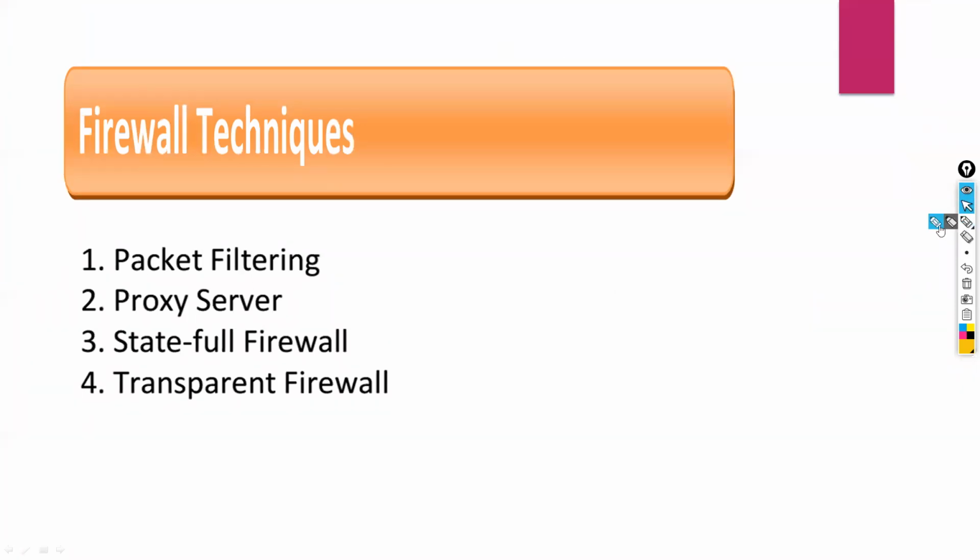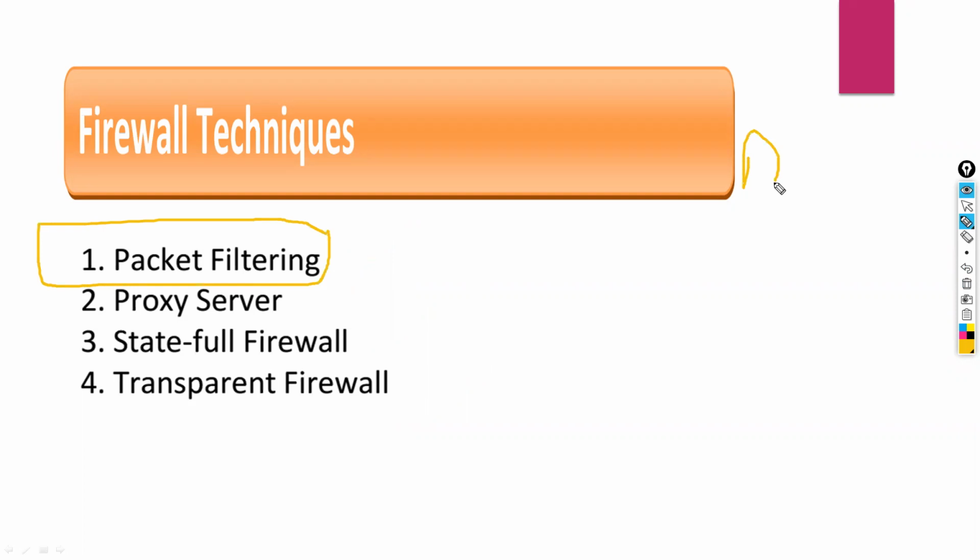The common techniques are called what? Packet filtering, proxy server, stateful firewall, transparent firewall. These are the popular techniques for any vendor, for next generation firewall, for second generation firewall. What is packet filtering? We can filter our traffic based on source, destination, service, protocol.